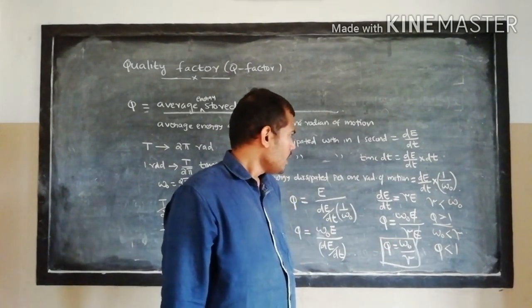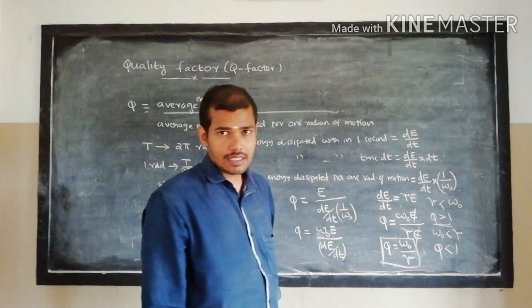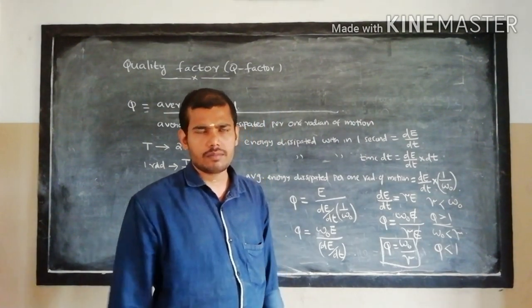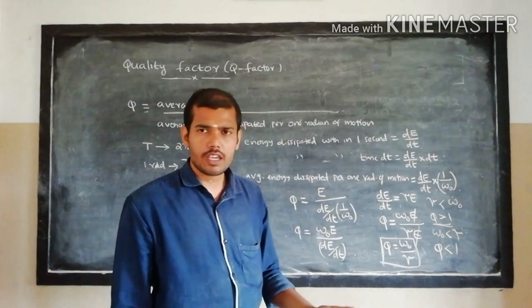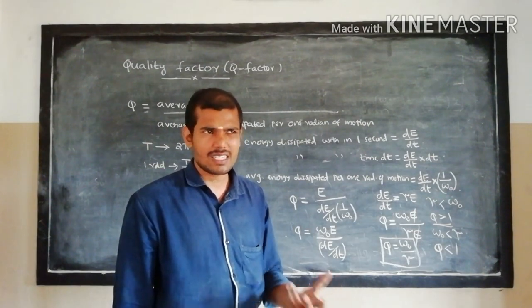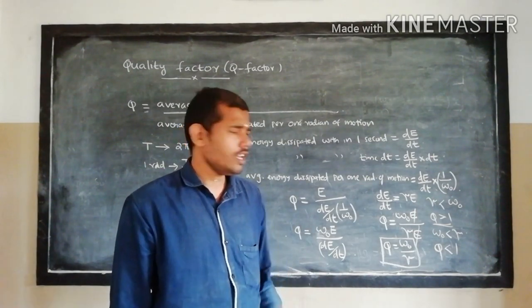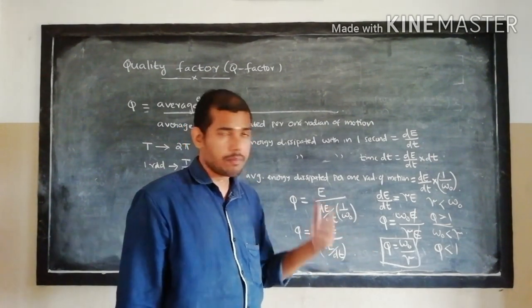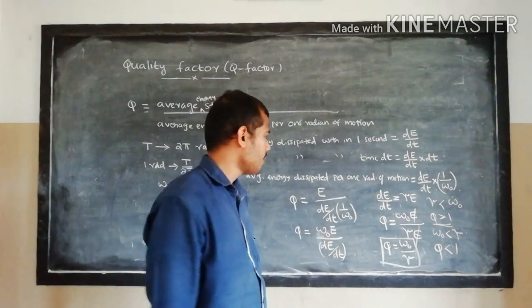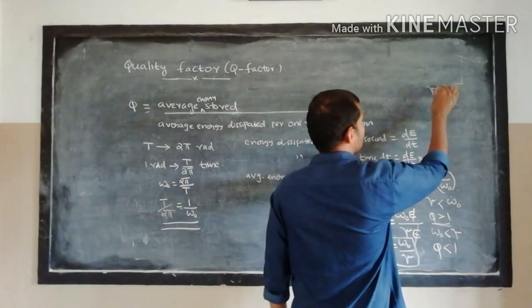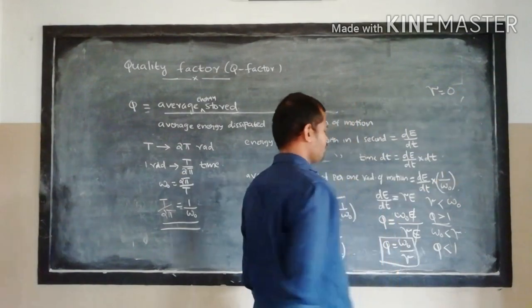For the zero damping case, if there is no friction or viscous force, damping will be zero. Such a case of motion is called the zero damping case. In the zero damping case, the damping constant gamma is equal to zero.